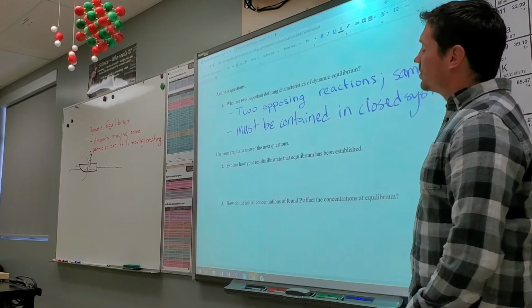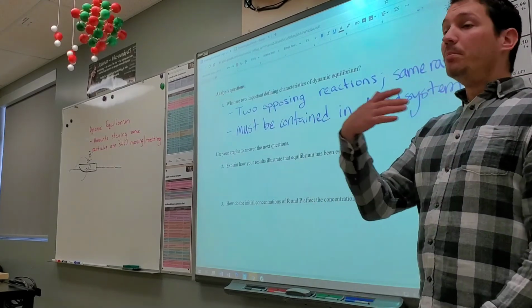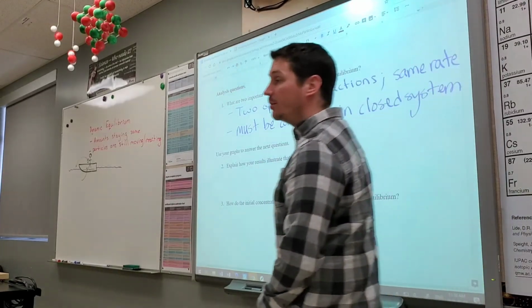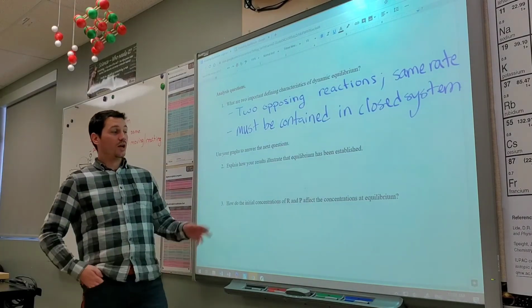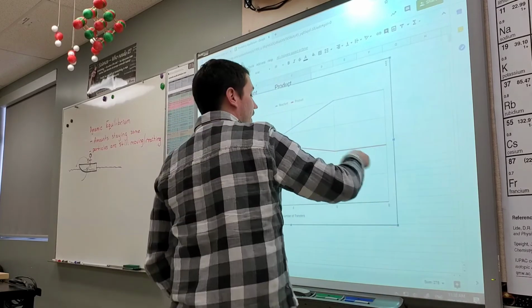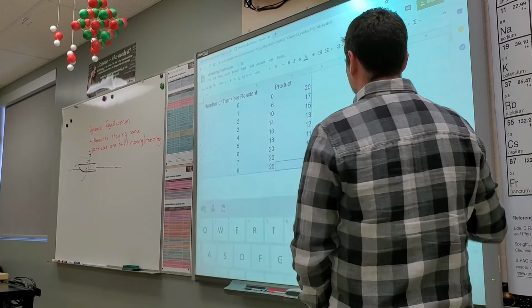So explain how your results illustrate equilibrium has been established. Maybe you never once established equilibrium because you're humans and you're using crappy Legos, and that's totally fine. That's completely understandable. Maybe you never established equilibrium. But what I'm going to do is I want to delete this chart.